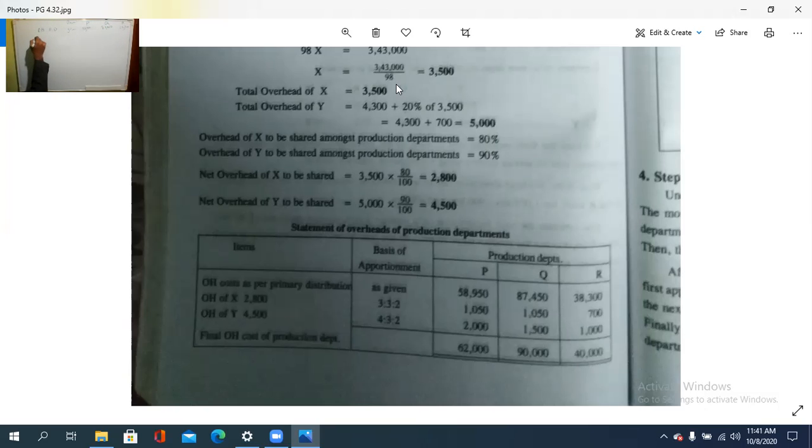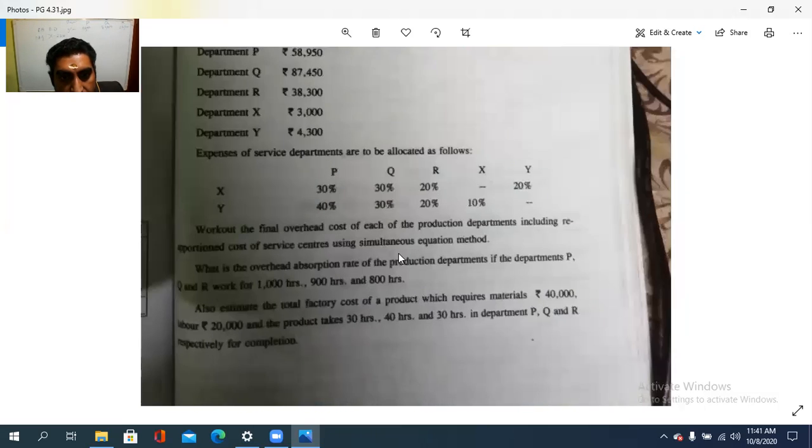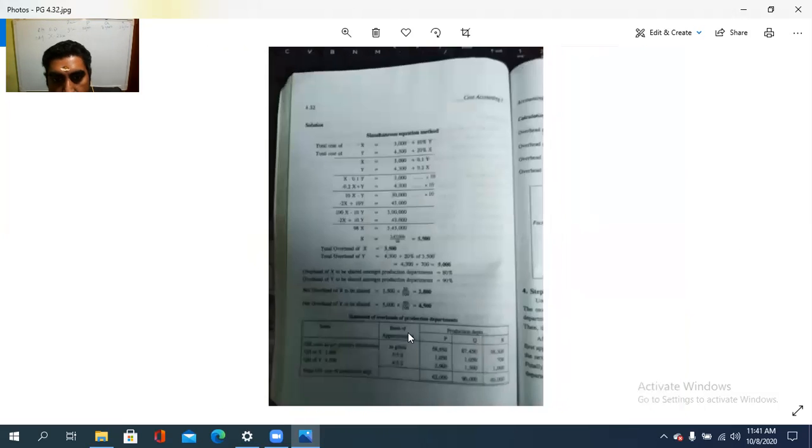overhead rate of X, that is 2,800, must be apportioned. How? With the rate given here. Let us see which rate is given here. The rate given here is 3:3:2 for X and 4:3:2 for Y. So X is 3:3:2.